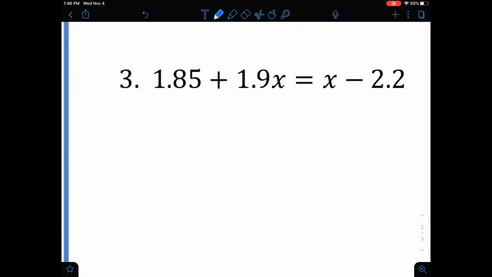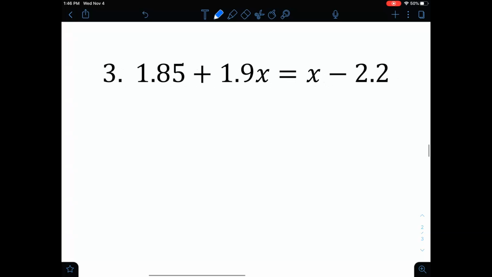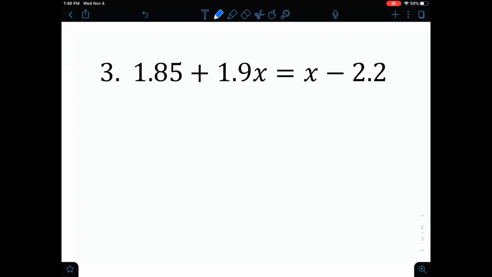All right, number 3, 1.85 plus 1.9x equals x minus 2.2. Anything to distribute here? First step. No. Any like terms? Also no. Like terms have to be on the same side of the equal sign. We do not have any like terms.